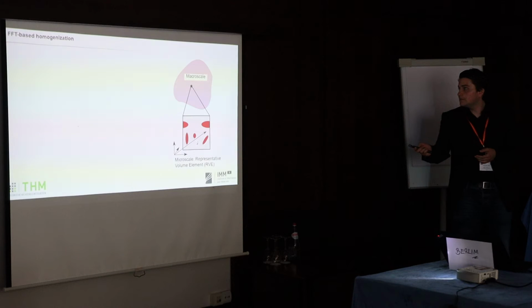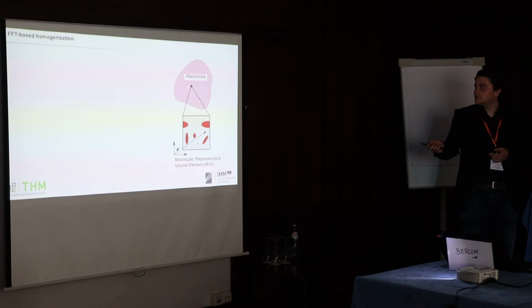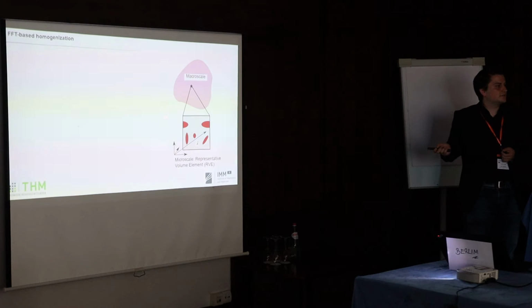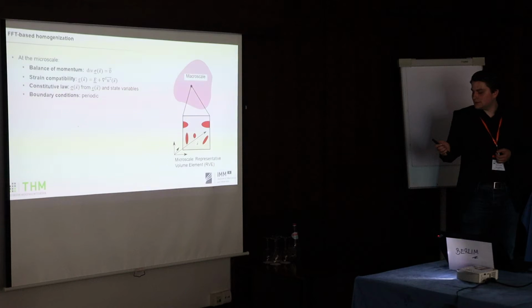Here on the right-hand side, you can see a scheme of scale separation. We have a macro scale, which is treated homogeneously. And at each point at the macro scale, we have a related RVE, a representative volume element, which is heterogeneous. Besides the standard system of equations for the macro scale, at the micro scale we have a balance of momentum, and a strain compatibility where we directly distinguish between an average part, the volume average E, and a part that follows from the fluctuation displacement u star. We have a constitutive law and periodic boundary conditions.